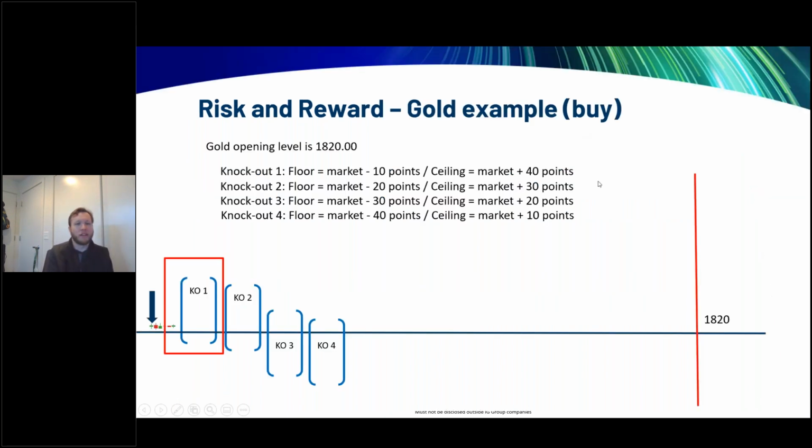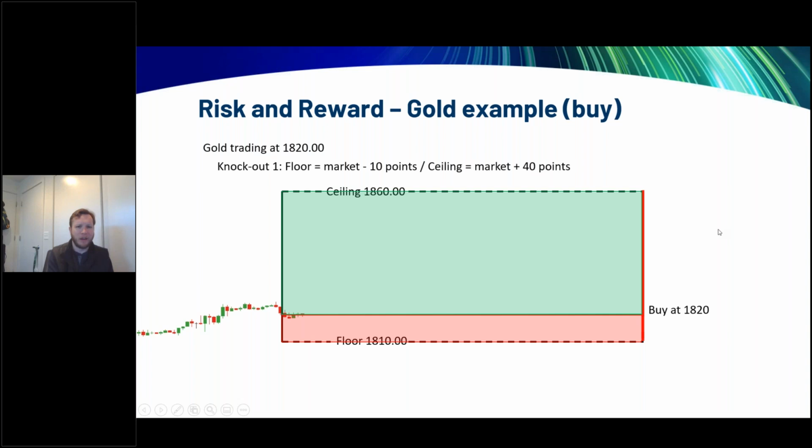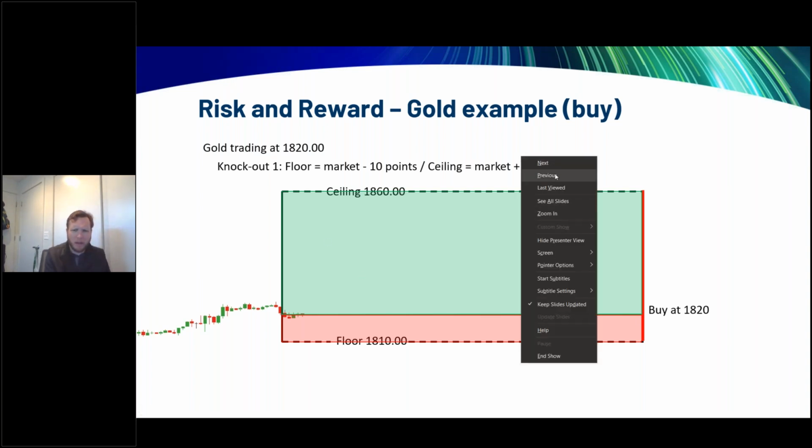So we have another example here with the risk and reward, and we were just going over it, right? So if this is a contract, we have this knockout 2 here. If it's 1800 to 1850 and gold's trading at 1820, on the buy side, you have a 20 point here. And actually, I think the next slide, yeah, here we go. This is a lot better than me just explaining it out of hand here.